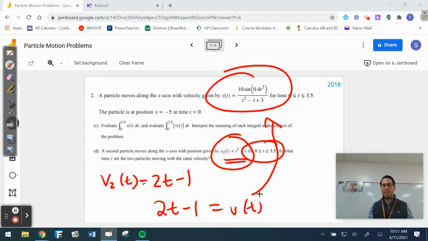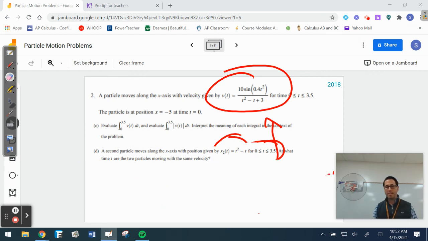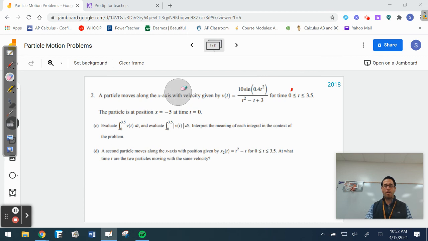I'm going to fix my window from 0 to 3.5, and then I'm going to find that they intersect, or they share the same exact velocity, at 1.57054. I'm going to get the last 2 points of this problem, and I'm going to get a 9 out of 9. All right, problem done. That's it. 9 out of 9.